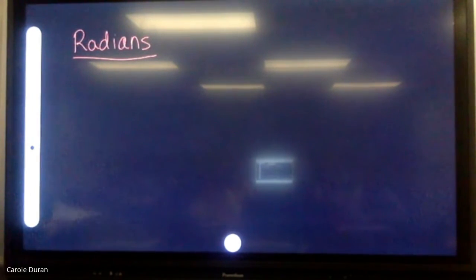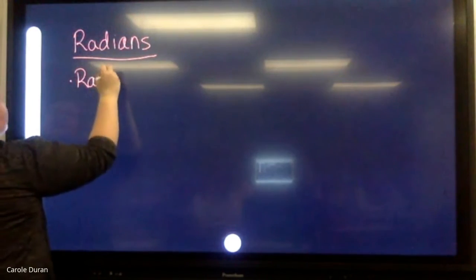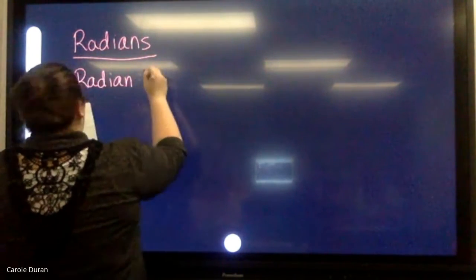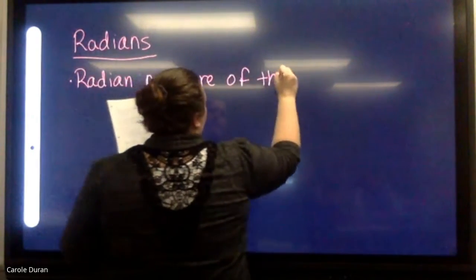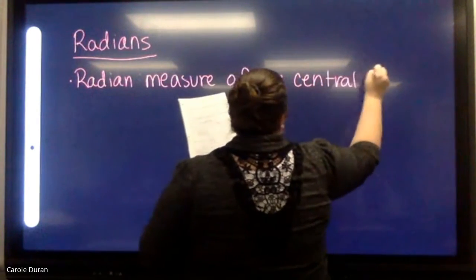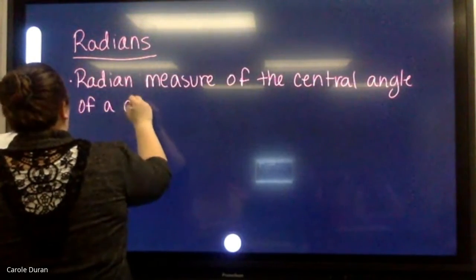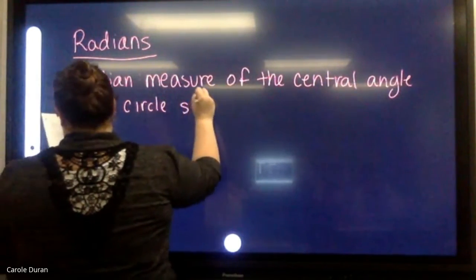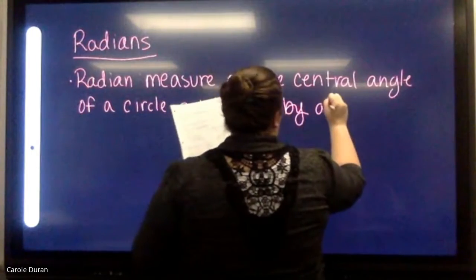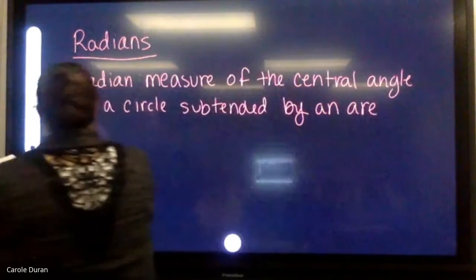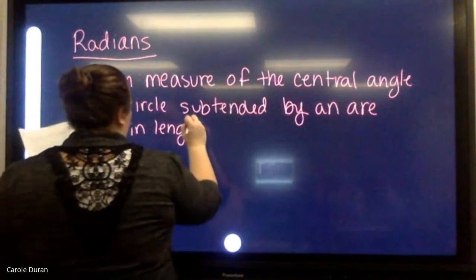So another way to measure an angle is with radians. A radian, because vocabulary is important, is a measure of the central angle subtended by an arc equal to the radius of the circle.